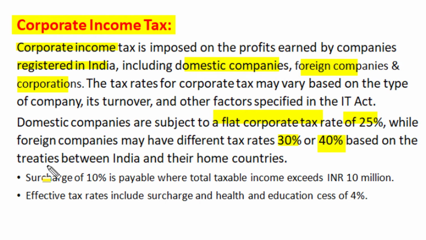Now, a surcharge of 10% is also payable when the total taxable income of a corporate exceeds Indian rupees 10 million, and there also exists a health and education cess of 4% on the effective total corporate income tax as surcharge.